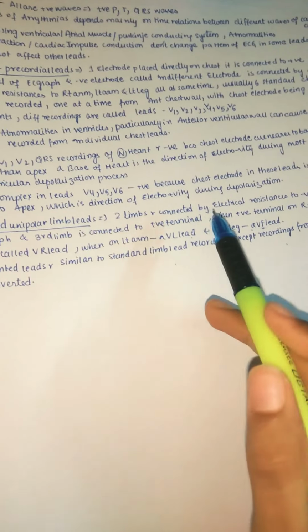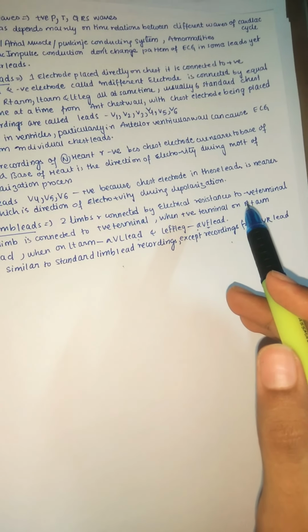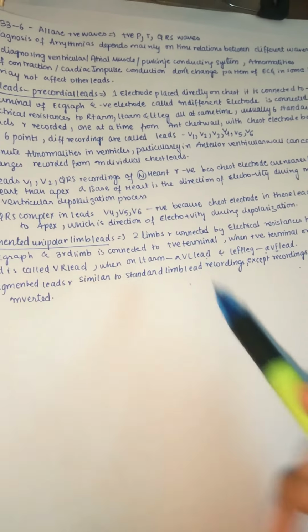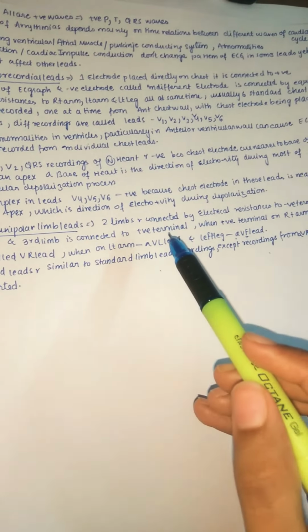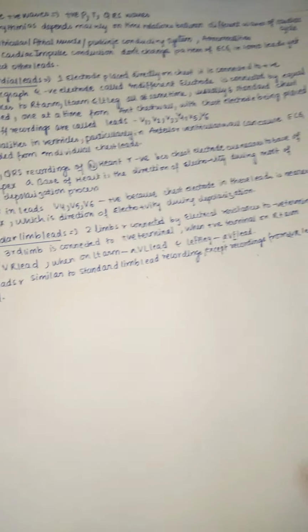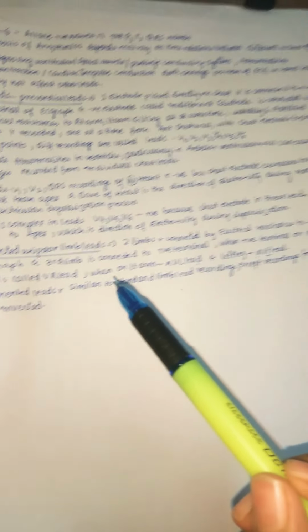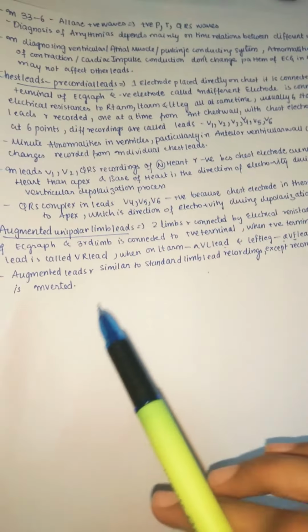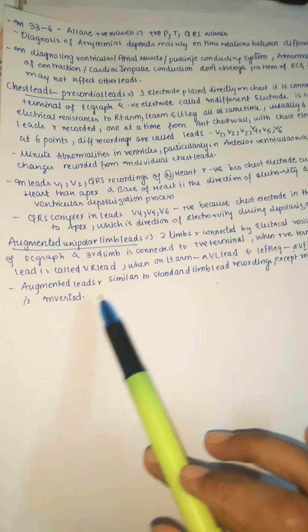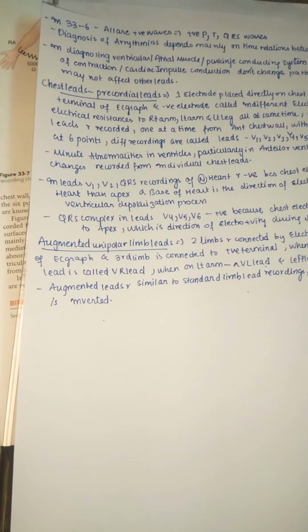Once again, let us see this. Two limbs are connected by electrical resistance to the negative terminal, that is, both arm leads are connected to the negative terminal of the ECG, and the third limb, that is the leg one, is connected to the positive terminal. Means only the leg one is connected to the positive and both arm ones are connected to the negative in the case of our augmented limb leads. So when the positive terminal is on the right arm, the lead is aVR lead. Yeah, this we understood. So augmented leads are similar to standard limb lead recordings, except the recording from the aVR lead is inverted. Only aVR is different in the case of augmented.